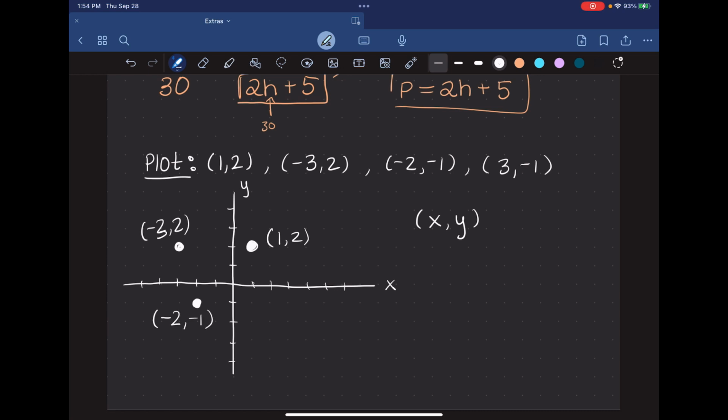And then I have 3, negative 1. So I go to 3 on my x-axis, and I go down 1 on my y-axis. So I've got 3, negative 1. Okay, and those are going to be our ordered pairs.